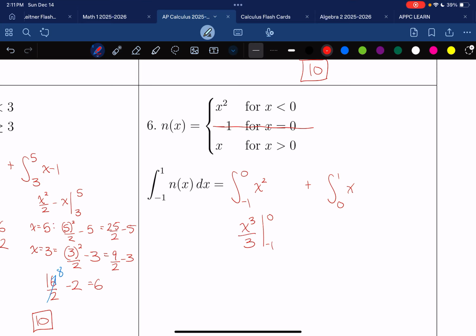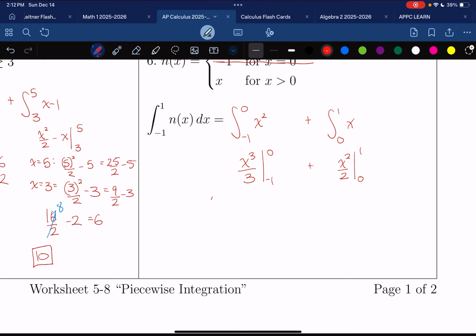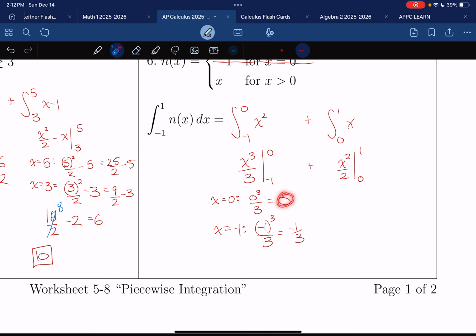evaluation bar between -1 and 0, and this right piece is going to be x squared over 2, evaluation bar between 0 and 1. All right, so from here, let's go ahead and plug in. When I say x is equal to 0, I do that piece first. That's going to be 0 cubed over 3, which is equal to 0. And when x is equal to -1, I'm going to get -1 to the power of 3 over 3, which is equal to -1/3. I subtract those, which means I have 0 minus -1/3. Double negative becomes plus, and I really have a positive 1/3 down here.